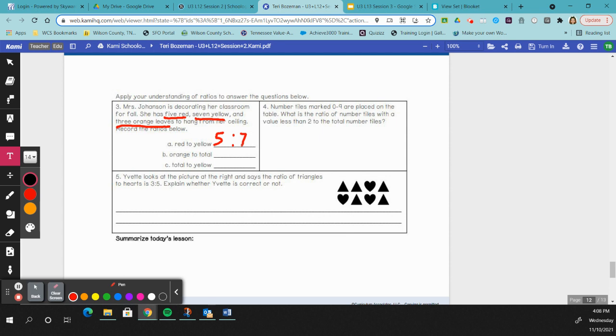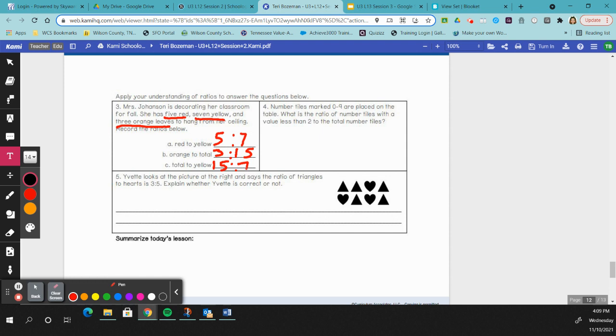All right, then we have orange to total. Well, there's 3 orange leaves to the total amount of leaves. So we have 5 plus 7 plus 3. Well, that would be 15 leaves altogether, right? So then we have total 15 to yellow, which is 7. So we have 15 to 7. So now we have all of our ratios for number 3.